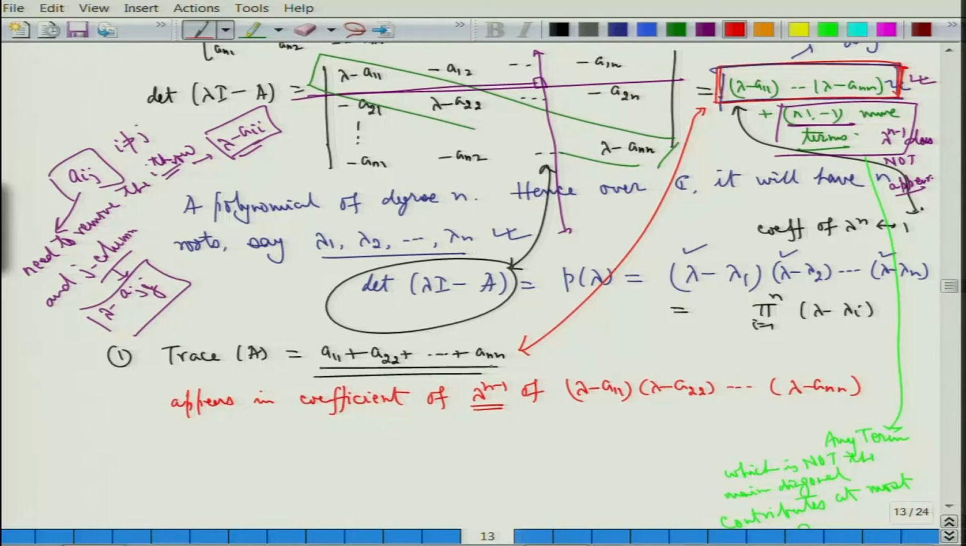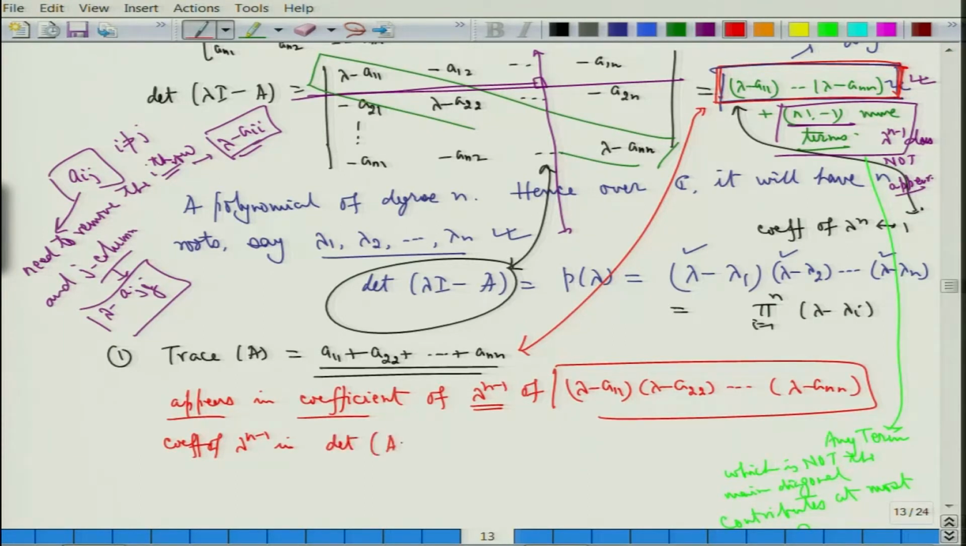So, I am looking at trace of A is this. So, this is the same thing as looking at what appears in the coefficient of lambda to the power n minus 1, which is this. And how does it come? So, if you look at lambda to the power n minus 1, the term here is the coefficient of lambda to the power n minus 1 in determinant of lambda I minus A, which is nothing but minus of a11 plus a22 plus ann. Look at here, fine. Why is it happening?